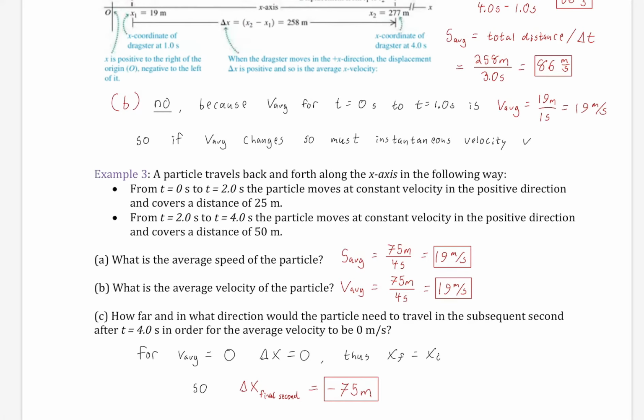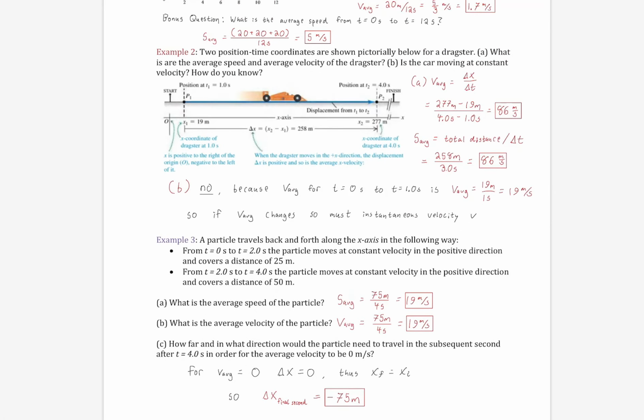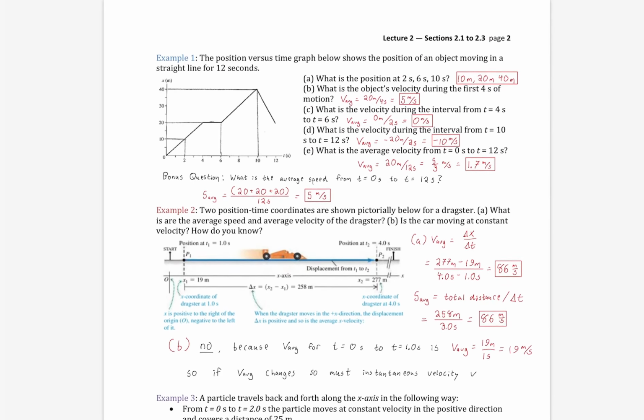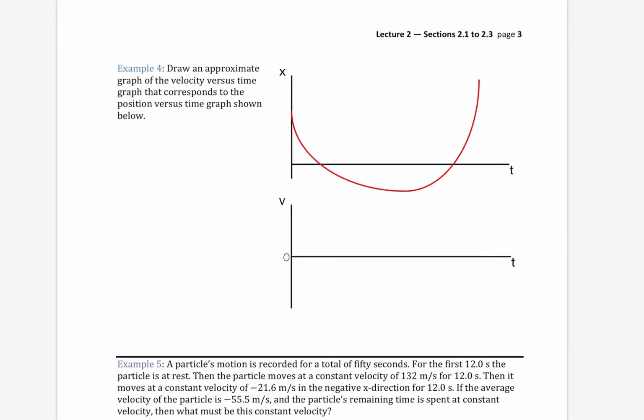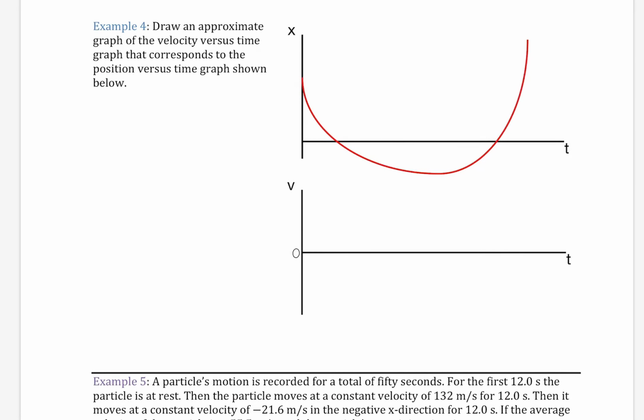That's it. Okay, so let's look at our last graphical one. This one will require the most thinking and probably is the deepest analysis of all the problems. Example 4. Draw an approximate graph of the velocity versus time graph that corresponds to the position versus time graph shown. Okay, so quick idea here. This is a derivative. I'm asking you to draw the derivative of this graph.